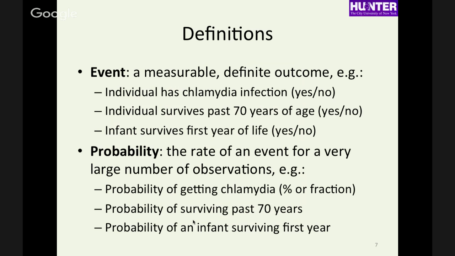And probability, there are a number of different interpretations of probability. The frequentist one that I'm used to is the rate of an event for a very large number of observations. So if you look at 1,000 or 1,000,000 people, the probability of a person in that large sample or population having chlamydia, or surviving past 70 years or past the first year. So the distinction between events and probability is: with the event, you know the truth; probability is a hypothetical thing, or something where you don't know the answer yet.